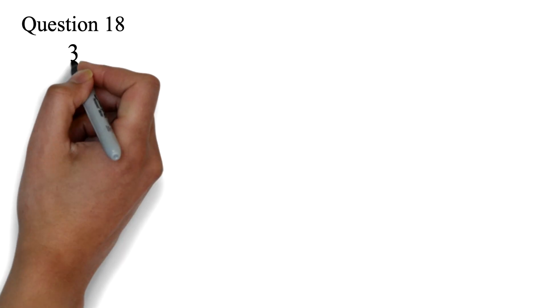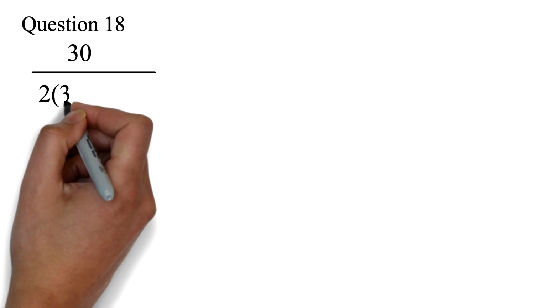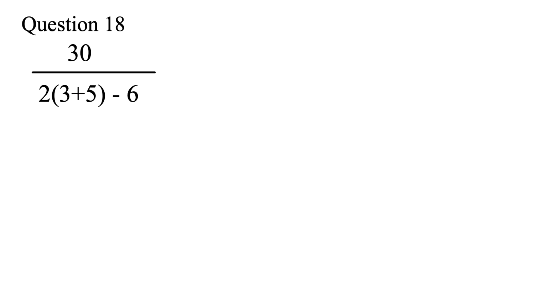Question 18. We are supposed to calculate this without using a calculator. 30 over 2(3 plus 5) minus 6 equals. I want you to try this. We haven't exactly done this. In order to get this right, you have to apply what I call implied parenthesis.